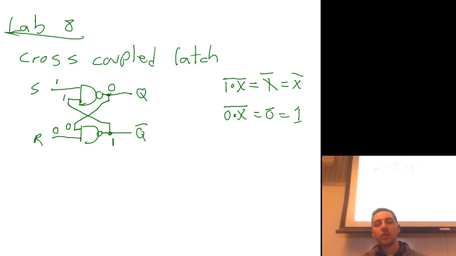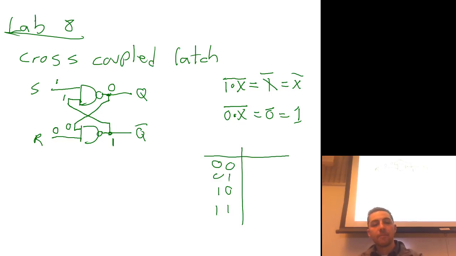Okay? So if I start building a truth table, 0, 0, 0, 1, 1, 0, 1, 1, I can fill this in. Q, Q bar. So if I put a 1 on S and a 0, hold on. Why do I have 2 Q bars in my truth table? So I put that in: 1, 0. Yeah, 1, 0. I get a 0, 1.